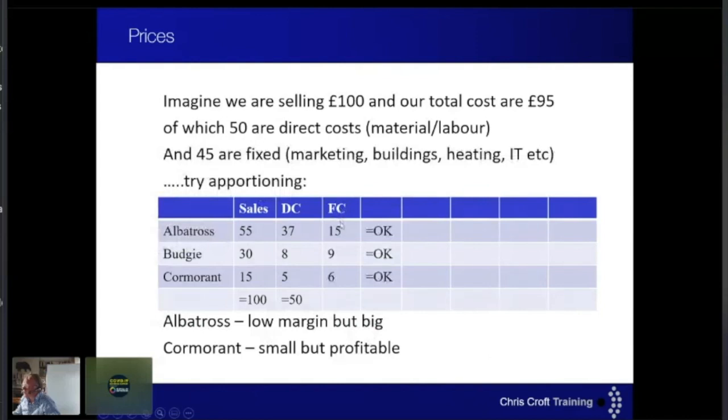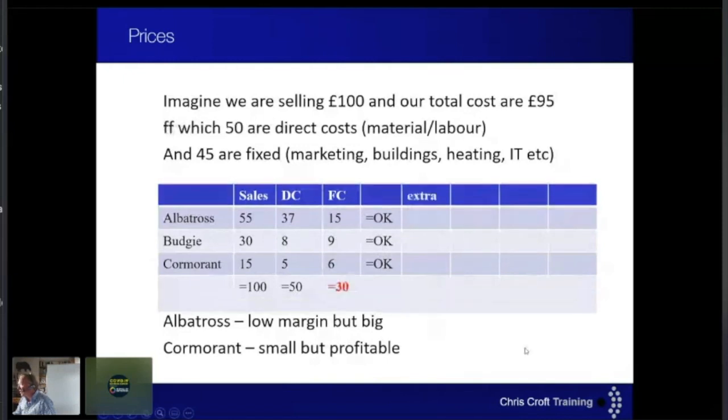So suppose I estimate my fixed costs are 15 for them, 9 for them, and 6 for them. And that kind of makes these okay, doesn't it? Just about. But then when I add this up, I sort of think, well, that comes to 30. But I know my total costs are more than 80. I know that my total costs are actually 95. So therefore, I've got to spread another 15 across these customers.